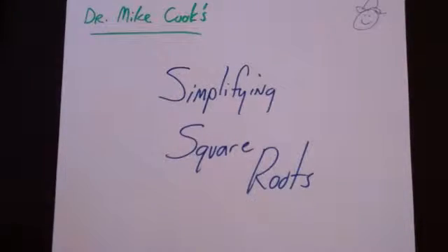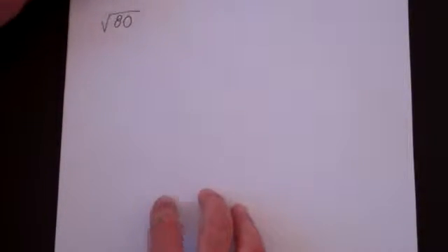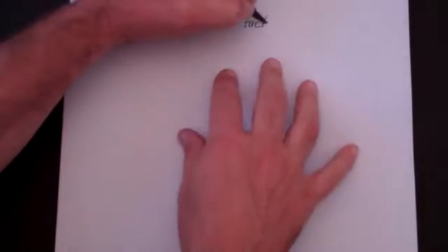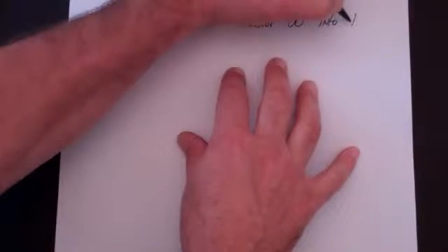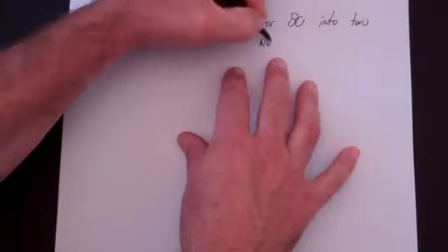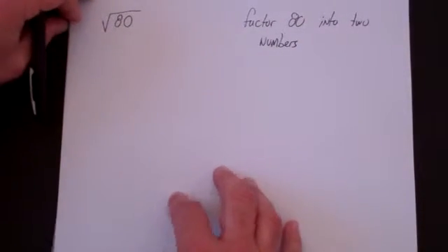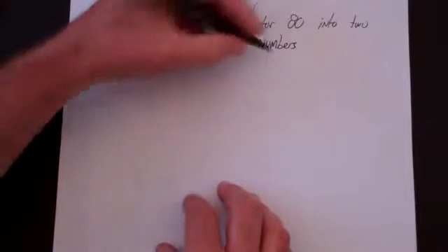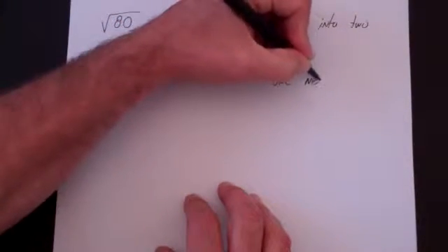Now let's look at the problem of simplifying square roots. The key to simplifying square roots is, let's just start with an example. Let's say you have the square root of 80. To simplify a square root, we need to factor 80 into two numbers. For example, 8 and 10, or 4 and 20, or 5 and 16. But one needs to be a perfect square.